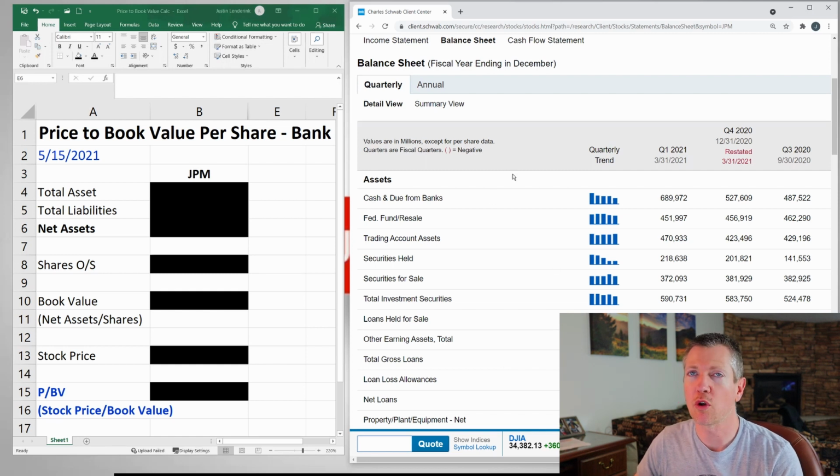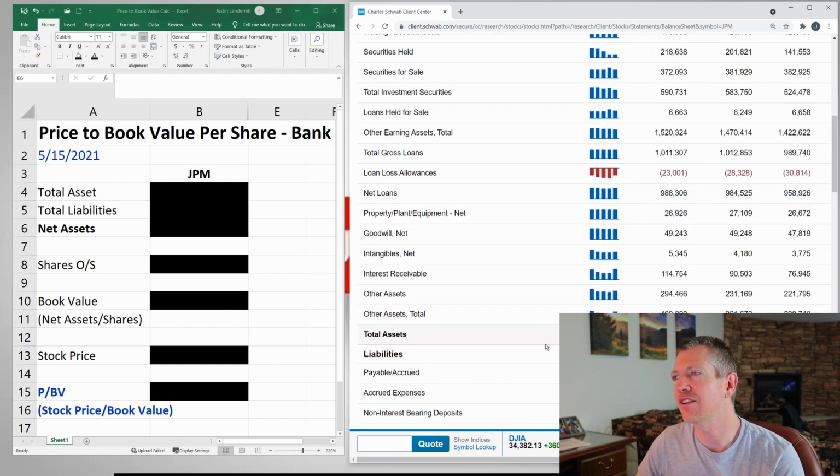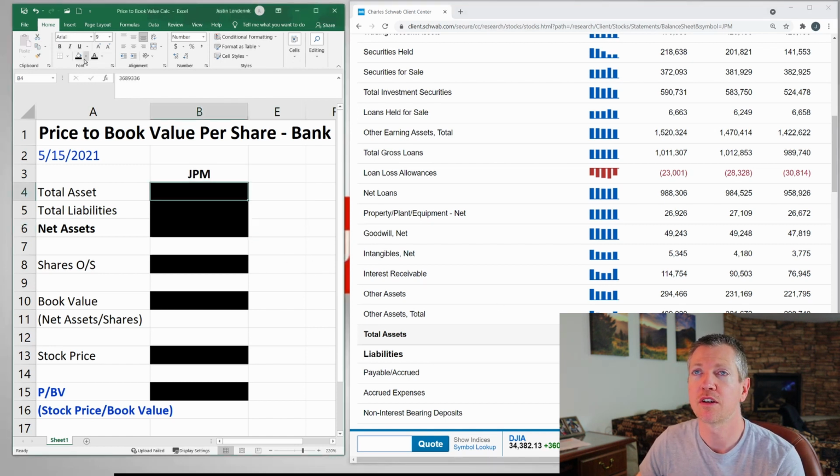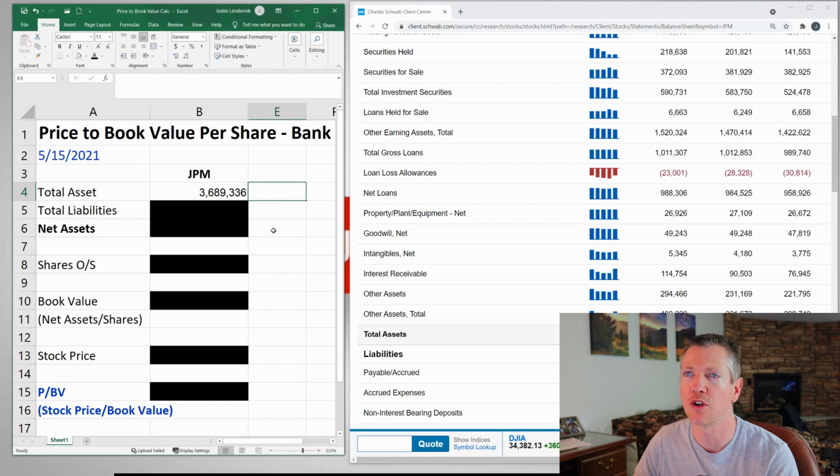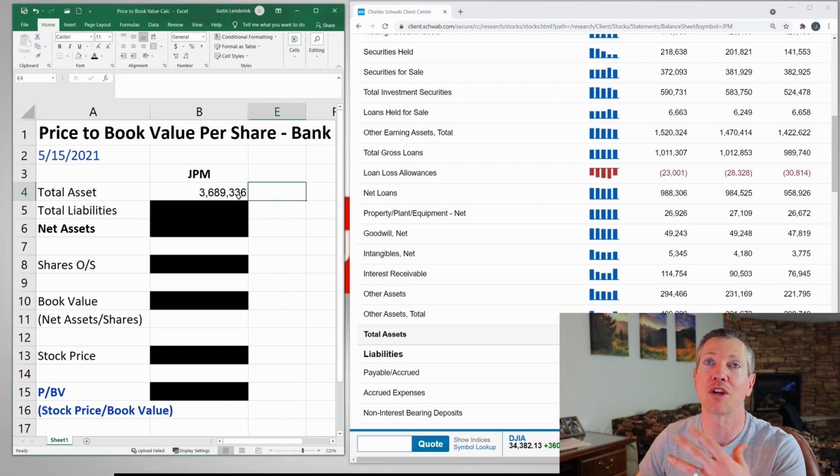So what we want to do is go down to total assets right now. Total assets on the books is $3,689,336,000. So we want to plug that in right here. Keep in mind, look at the currency, and is it in thousands, is it in millions? Just make sure you're consistent all the way through, or your ratios are going to get kind of thrown off. But just know that this is a $3 billion number.